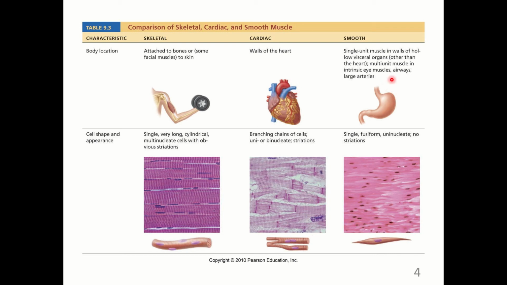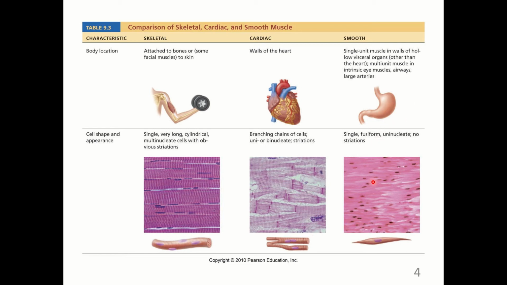Smooth muscle tissue occurs as a single unit muscle in the walls of hollow visceral organs other than the heart. So this is showing the esophagus, stomach, pylorus, and then the small intestine. The single unit muscles are going to contract together. Multi-unit muscles are going to be involved in intrinsic eye muscles, airways, and large arteries. So that means that these will contract at different times.